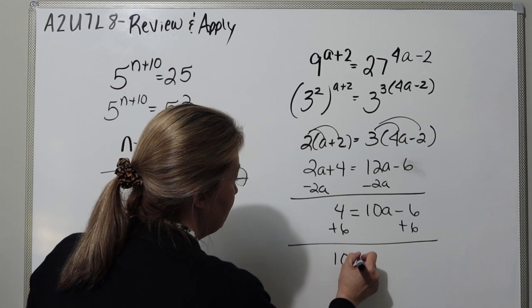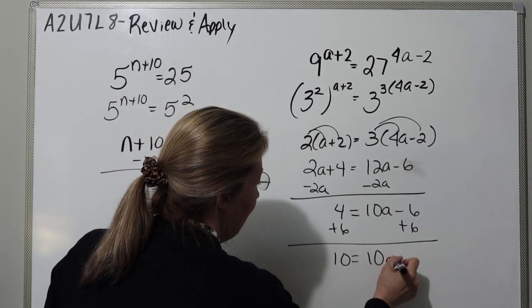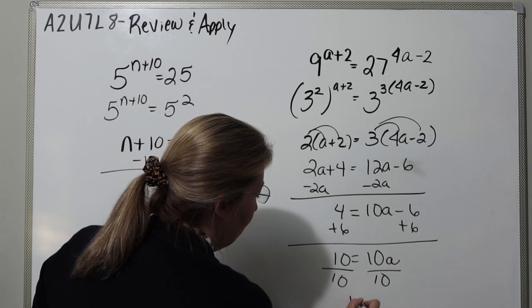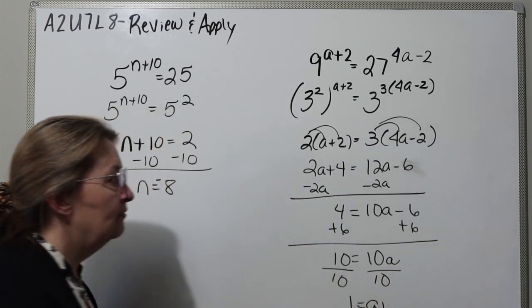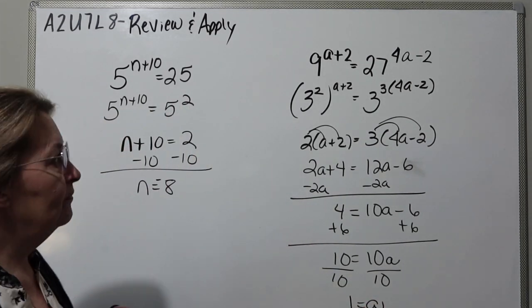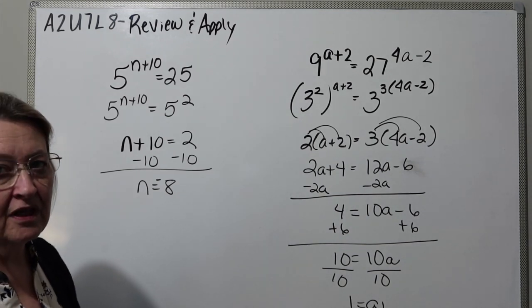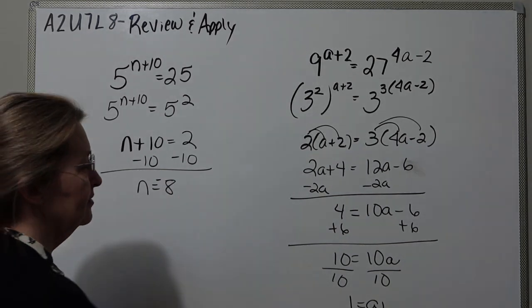So now you have 10 equals 10a. Divide both sides by 10. And you get 1 is equal to a. Naturally, you can fill it in and check. Alright, next let's move into what happens if you don't have matching bases.